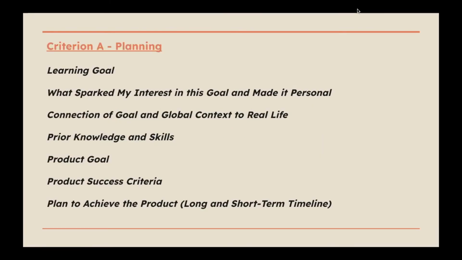So for criteria A, planning, I separated it into learning goal, what sparked my interest in this goal and made it personal to me, the connection of this goal and the global context I chose to real life, prior knowledge and skills I had before I started working on the project, the product goal I had decided, and the product success criteria that I wanted to fulfill. I also included a plan to achieve the product, which included a long and short-term timeline.